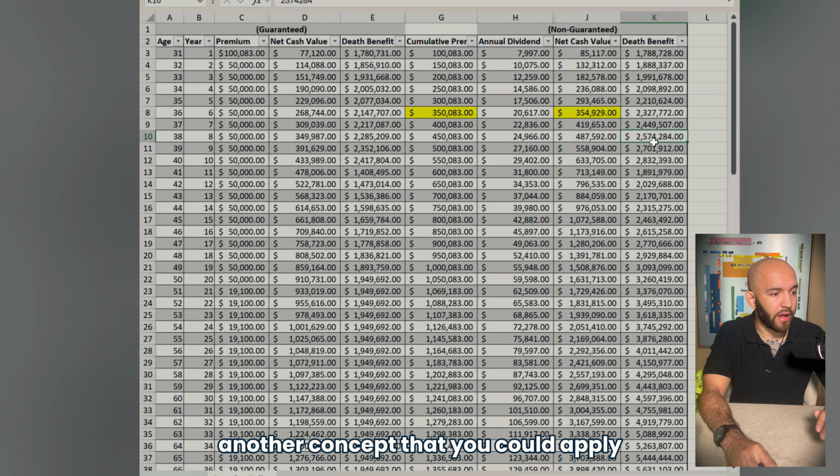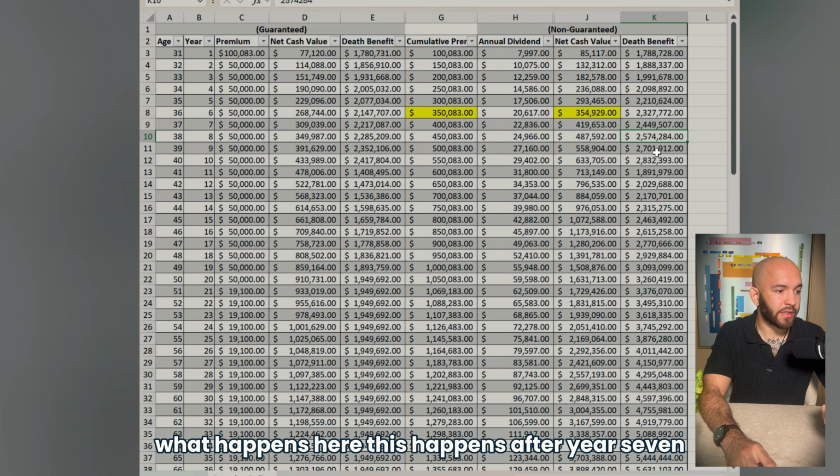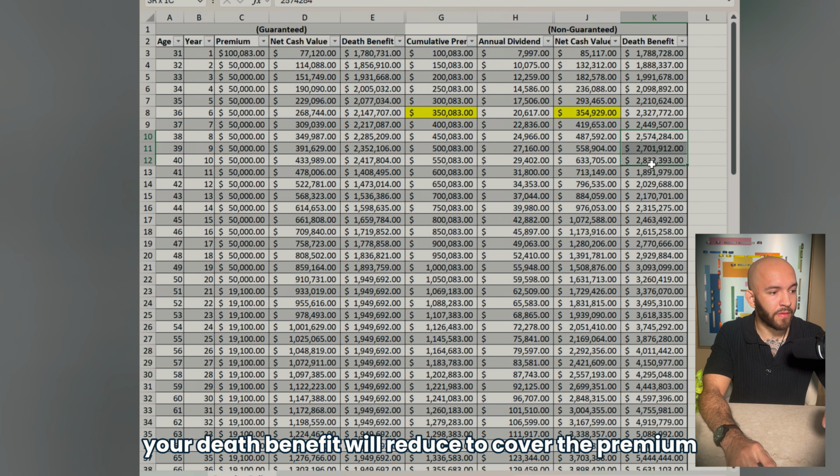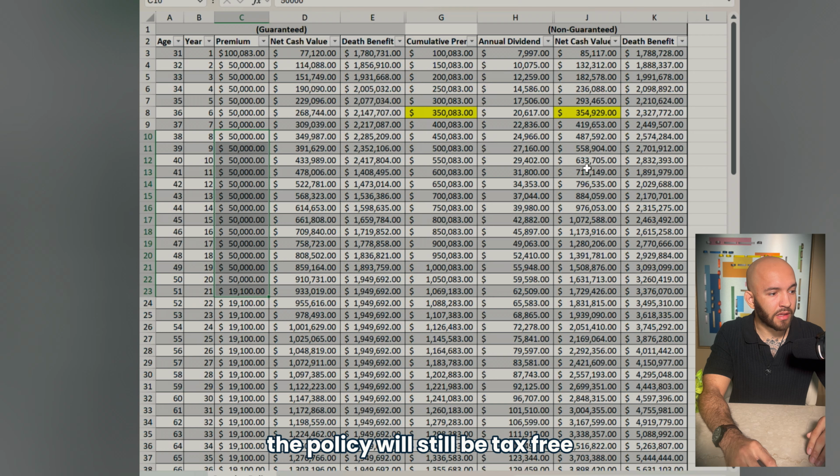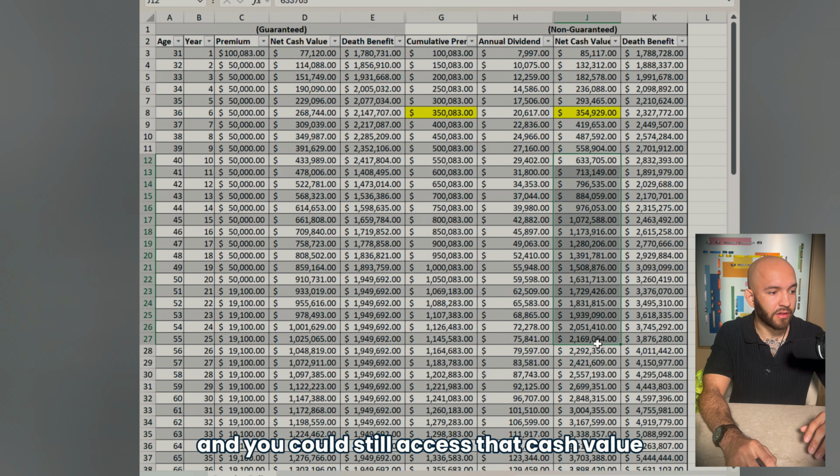Another concept that you could apply is what's called reduced paid up. What happens here, this happens after year 7, your death benefit will reduce to cover the premium. And the output here is essentially you have a self-contained and funded system. And all the growth inside the policy will still be tax-free and you could still access that cash value.